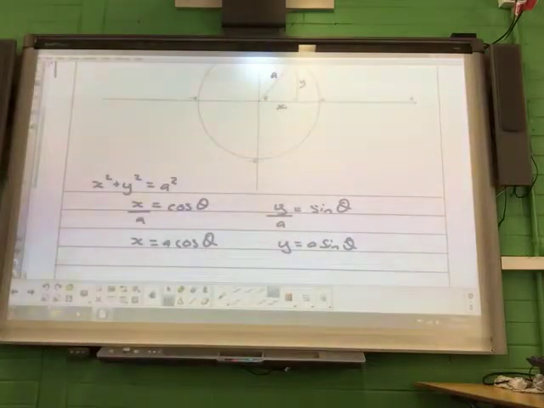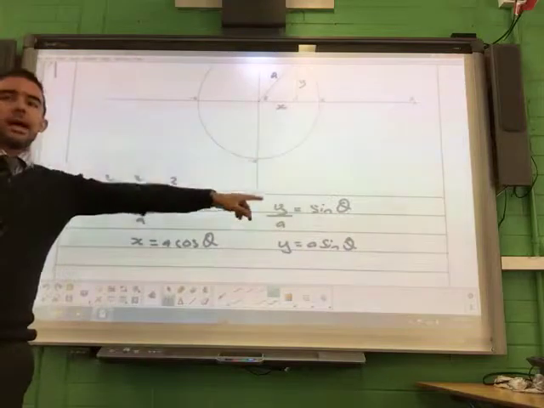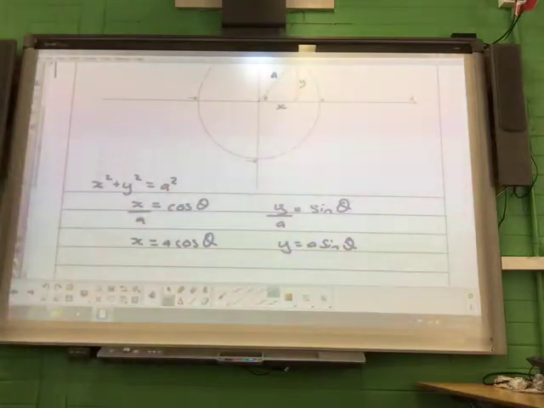So that's your parametric for your circle. We're representing it with a parameter, the angle formed at the centre, theta, and that's how you get your two values, your x and y coordinates, so that you can plot the circle.